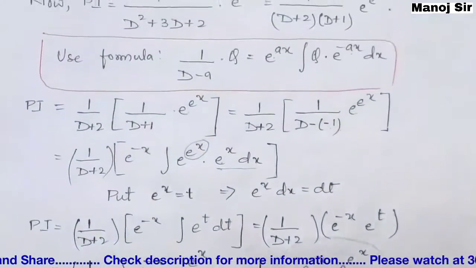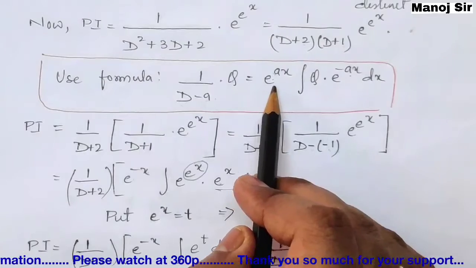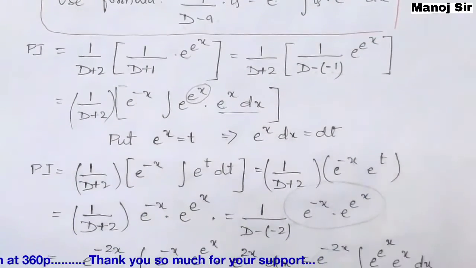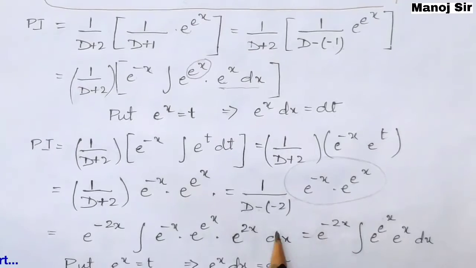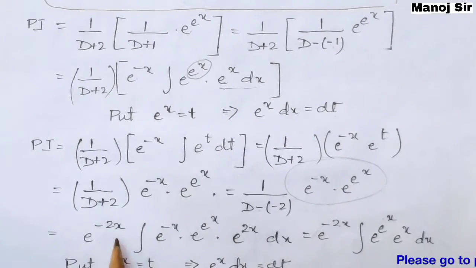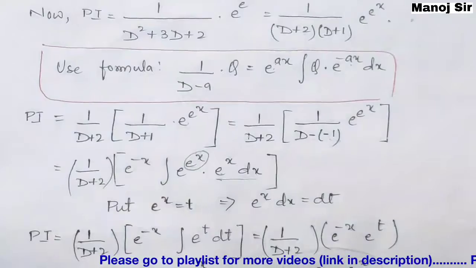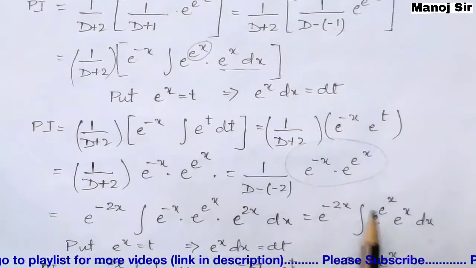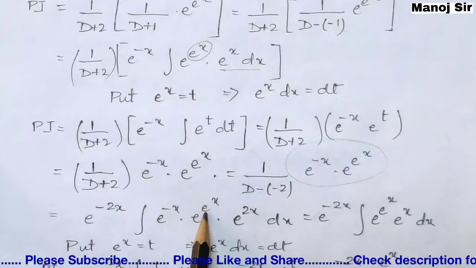So according to the formula, we have e to the power ax, that is e to the power minus 2x, because the value of a is minus 2. So e to the power minus 2x integration, here we have q. First of all we need to write q. What is q? This whole, that is e to the power minus x into e to the power x into e to the power x.